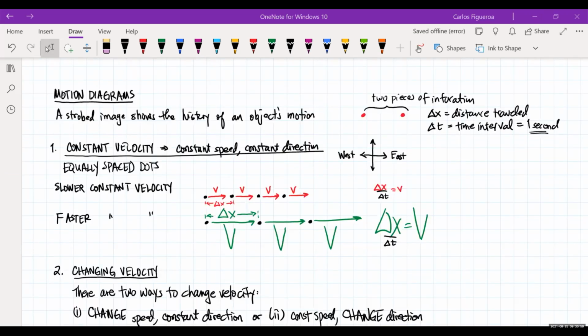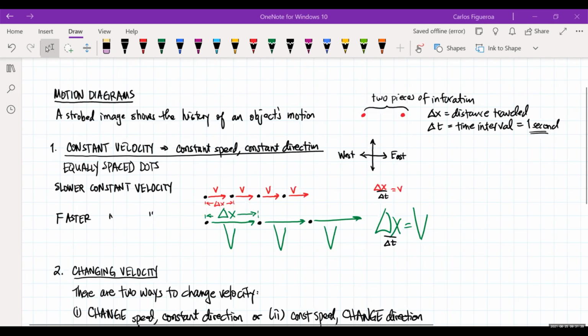Motion. And when we were looking at motion, we wanted to start talking about what velocity looks like in that motion. So we started with a diagram. And when we looked at that diagram, we showed that the strobe image showed a history of an object's motion. From that strobe motion, we get two pieces of information. We get not only the distance traveled, but the time interval. And we were saying here is that all of our time intervals are going to be 1 second. In reality, that's not the case.